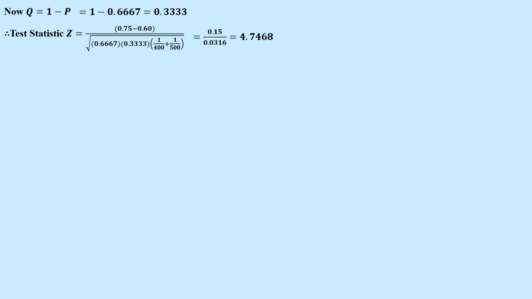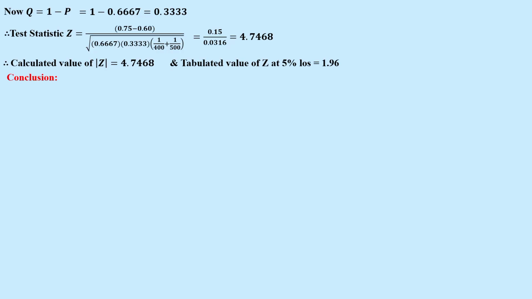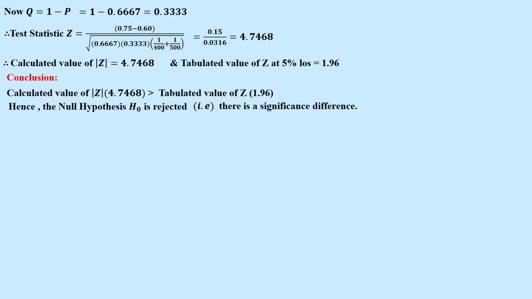So conclusion clearly, calculated value is 4.7468, tabulated at 5% is 1.96. So calculated is greater than the tabulated, therefore H naught is rejected. So there is a significant difference, right?